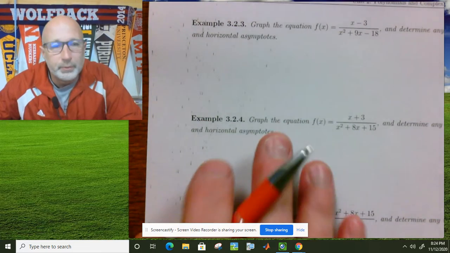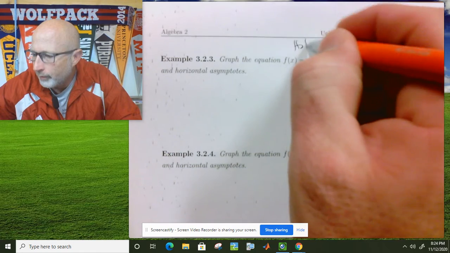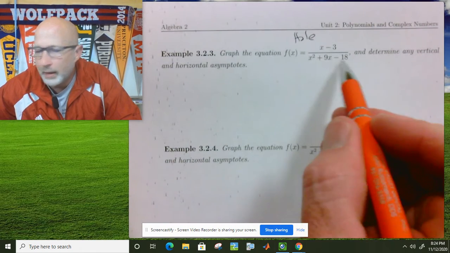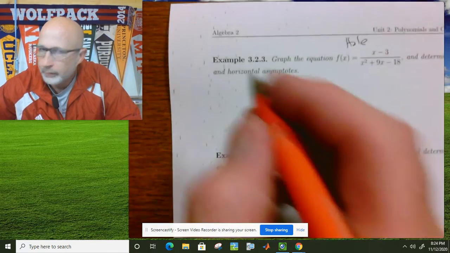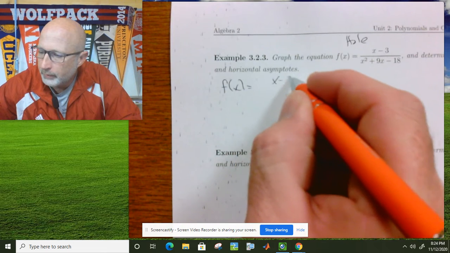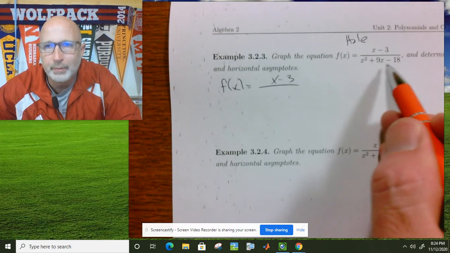So graph the equation. This one's a little bit different because this is actually what creates a hole for the first time. Okay, so here's what we do. If you notice the bottom, you can factor the bottom. So I'm going to go f of x is equal to x minus 3 all over, what are the factors of negative 18 that add up to positive 9?